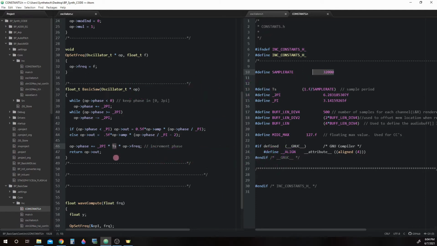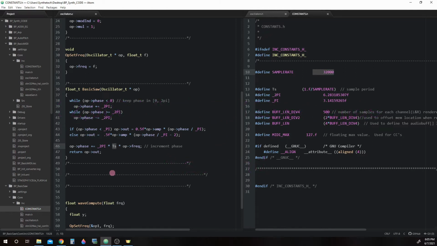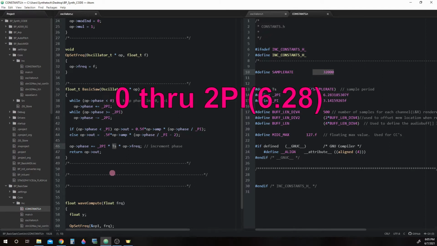TS is a fraction of 1 second. If we chopped up 1 second of time 32,000 times, we'd end up with 32,000 values of 0.00003125 seconds each. If we multiply 32,000 times 0.00003125 seconds, it will equal 1 second. Now keep in mind our range of phase is 0 through 2 pi. But the faster our oscillator frequency is, the faster we travel through this range.